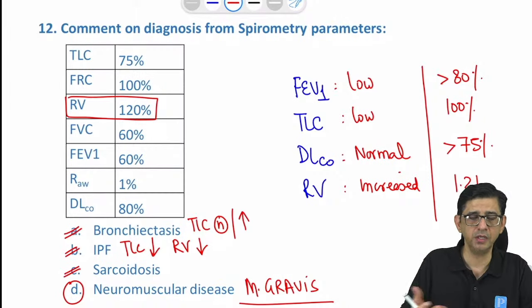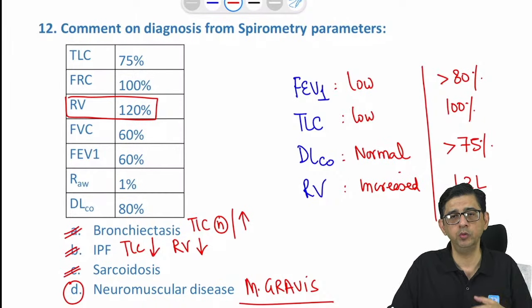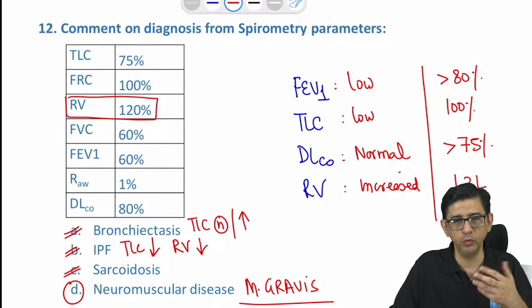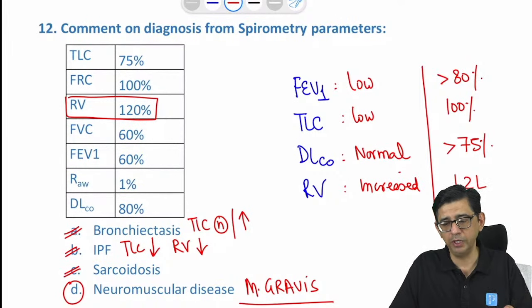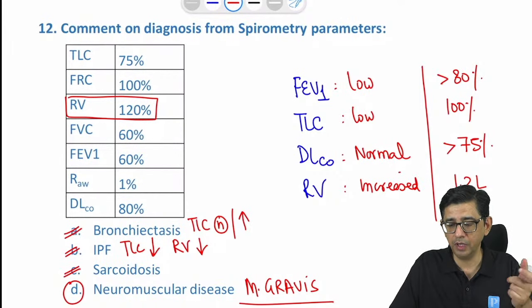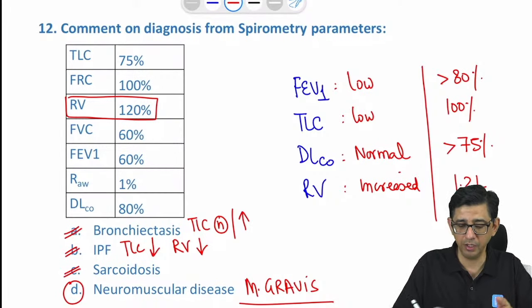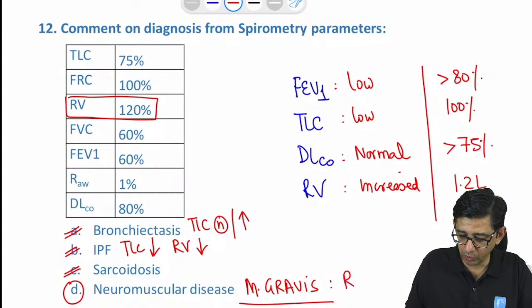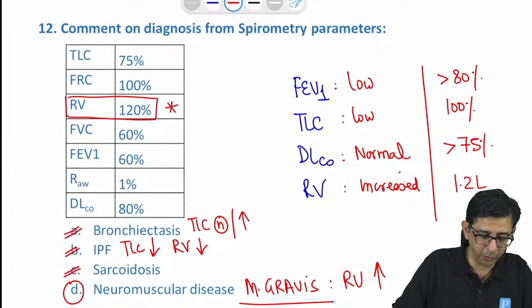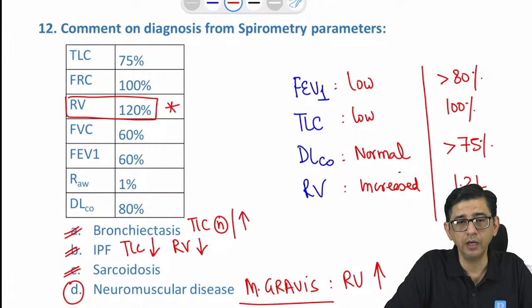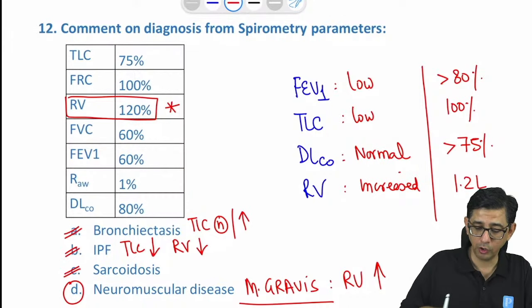Yes, guys, quick answer. If you ask a myasthenia gravis patient to breathe out as hard as he can, like you and me can, will he be able to breathe out like you and me? No. If he breathes less air out of his lungs, then the air remaining behind in the lungs will be increasing. So in myasthenia gravis, you will always have an increased residual volume, which was the main pickup point in this particular question. Therefore, the answer for this question is option D.